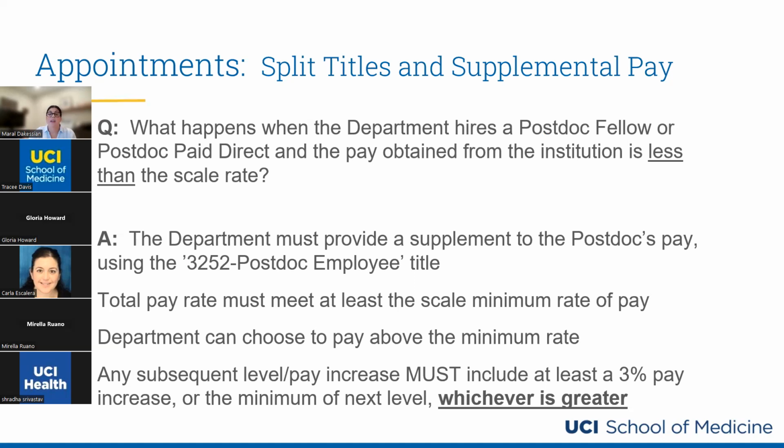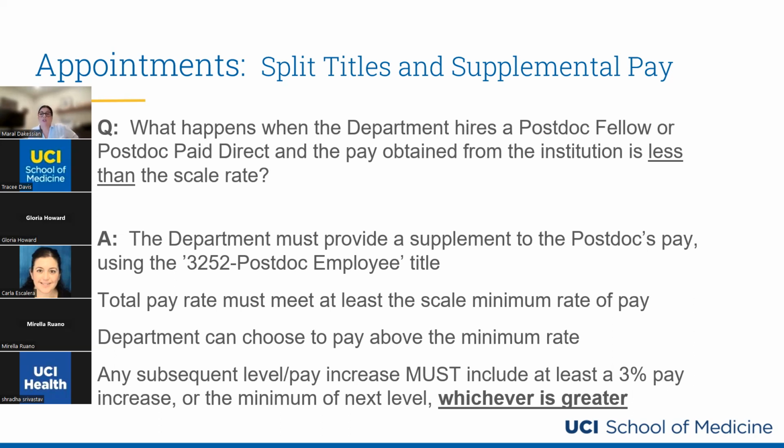So if they have 0 months of postdoc experience and they're coming to us with $50,000 worth of funding from this other institution, we need to supplement up to the minimum base pay rate for that level 0 on the scale. The department can choose to pay above the minimum rate in all cases, either a postdoc employee, a postdoc fellow, postdoc paid direct. The department can pay above the minimum rate.